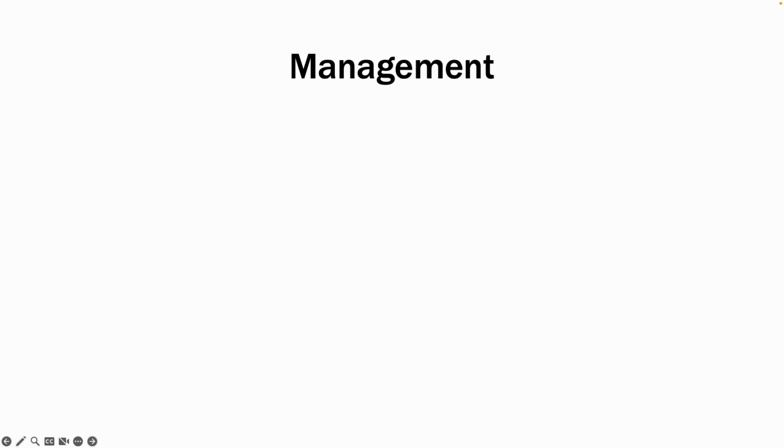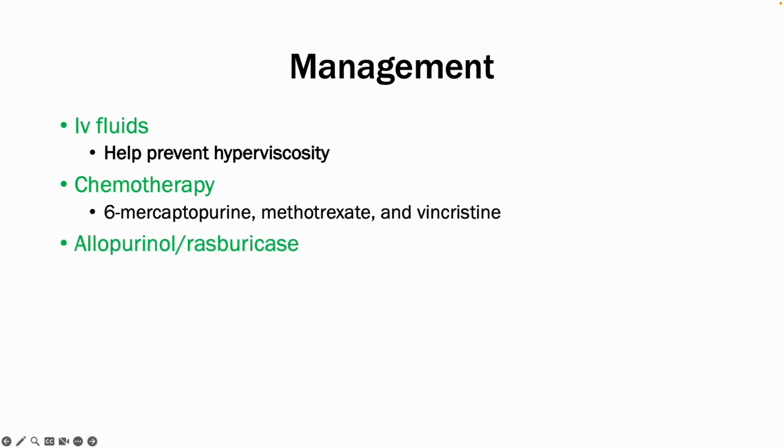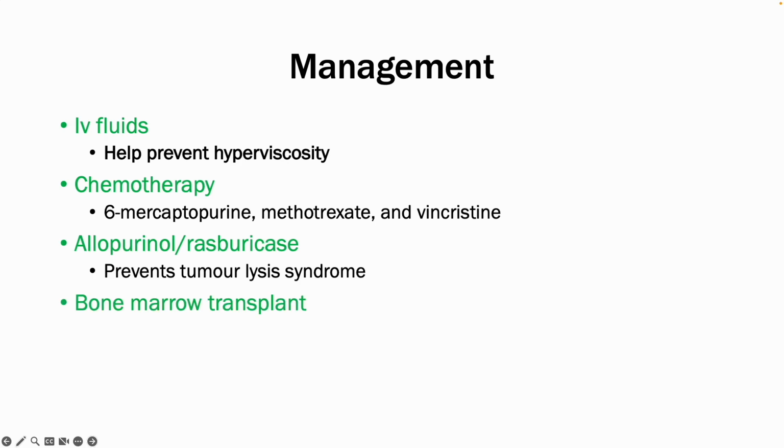With regards to management, you want to give them IV fluids to prevent hyperviscosity with how many blasts the bone marrow is churning out. You also want to do chemotherapy. You can also use allopurinol and rasburicase to prevent tumor lysis syndrome. And of course, there is bone marrow transplant as a curative option.